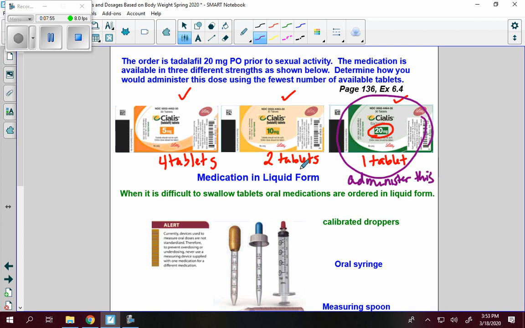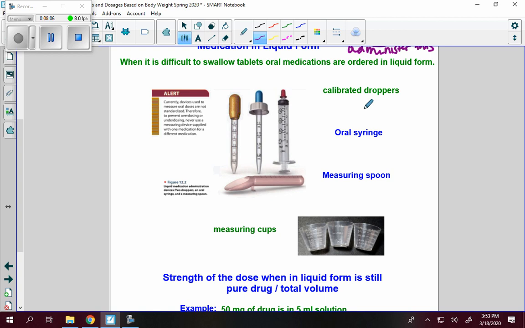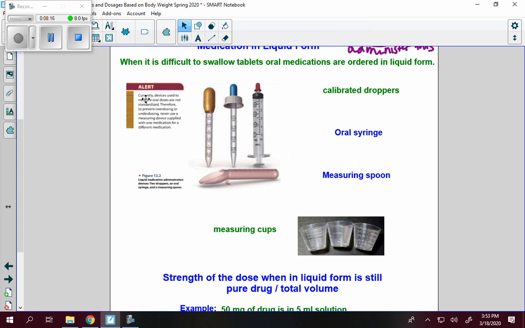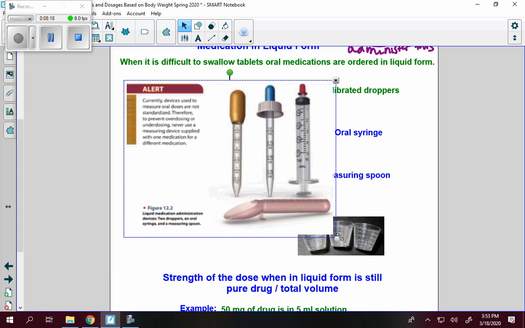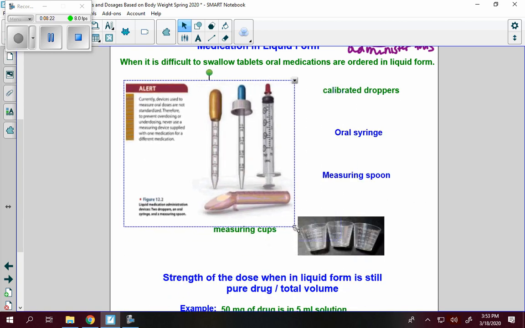Now, if you ran out, then of course you would go to the next one. All right. Medication in liquid form. When it is difficult to swallow tablets, oral medications are ordered in liquid forms through calibrated droppers, oral syringes, and measuring spoons. But be careful, right here it says currently devices used, let's blow this up. Currently devices used to measure oral doses are not standardized.